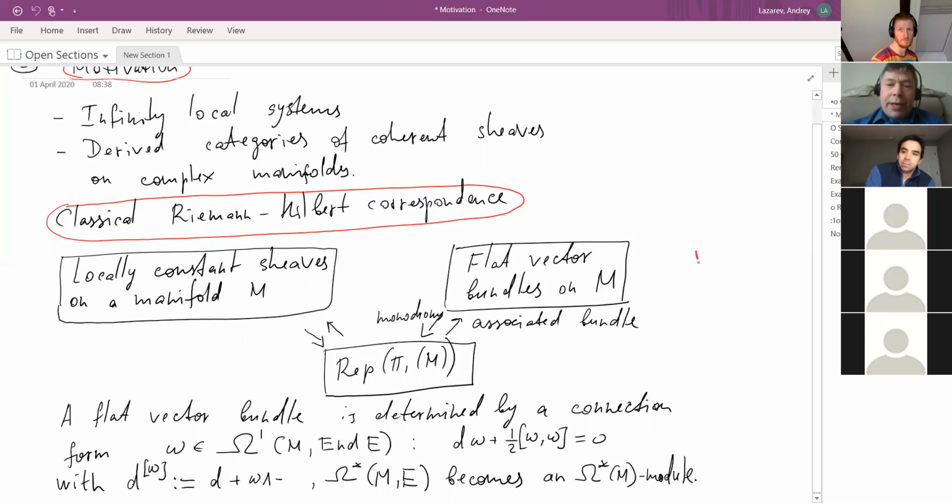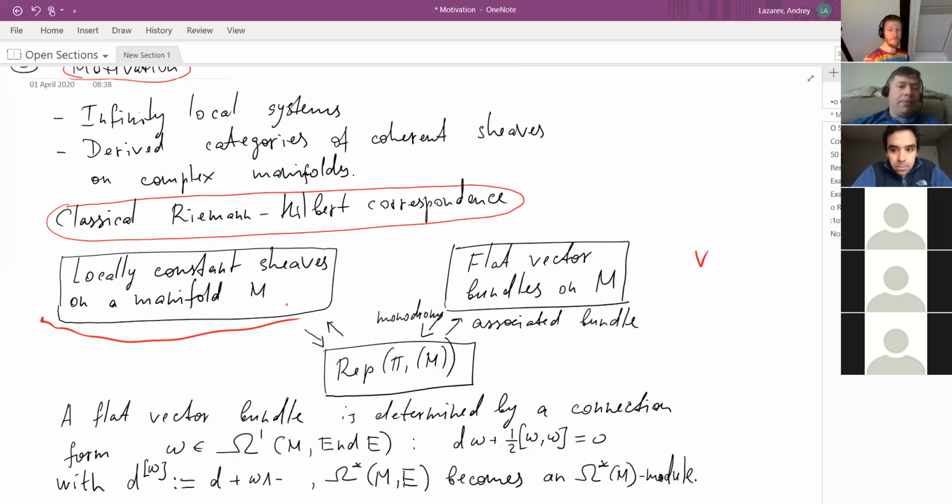On the left-hand side, this category is the category of locally constant sheaves on a smooth manifold M, a perfectly well-known and classical category. On the right-hand side, we have the category of flat vector bundles on M. And what I call the classical Riemann-Hilbert correspondence is a very simple statement which says that the two categories are equivalent to each other.